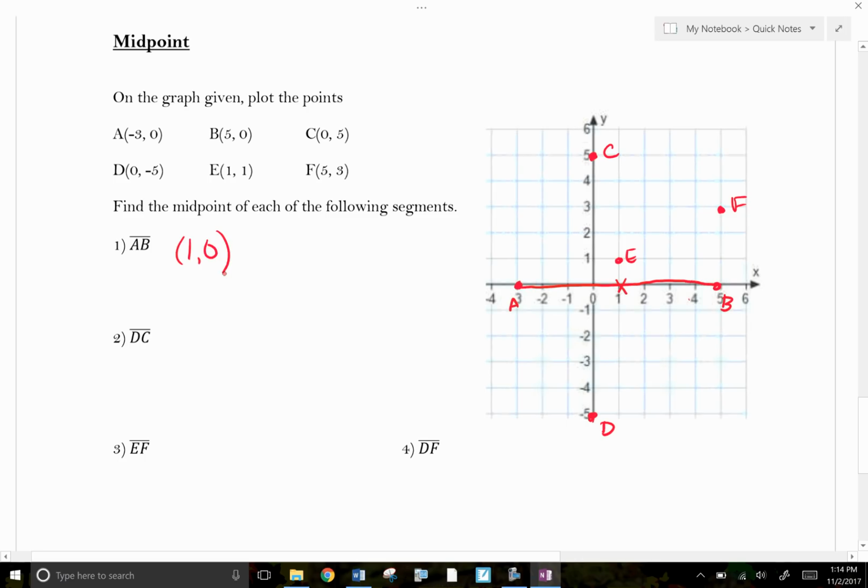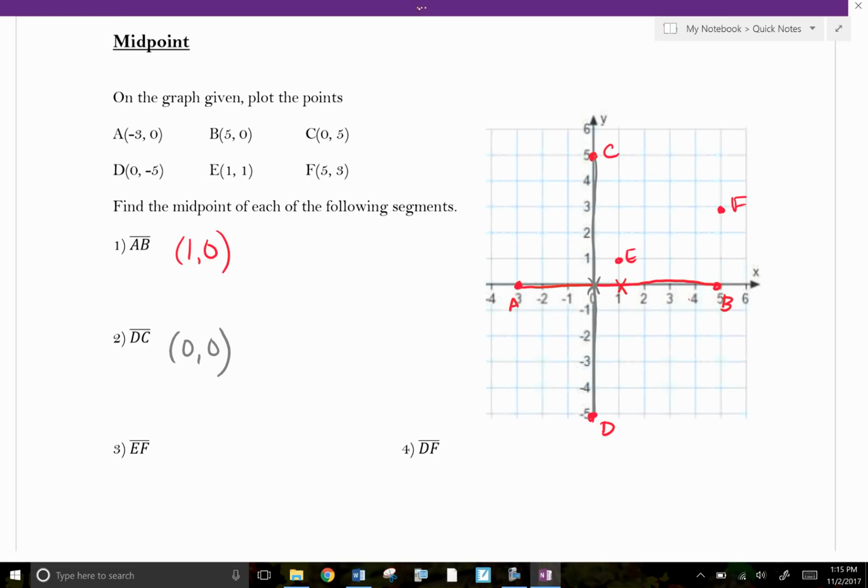Easy peasy. Now let's look at DC. DC is vertical. Easy peasy. Negative 5 to 5, that's 10 units. What's halfway between negative 5 and 5? Well, that would be 0. Midpoint of DC is the origin.